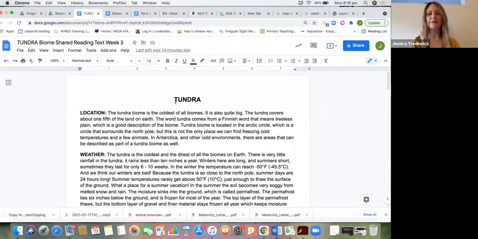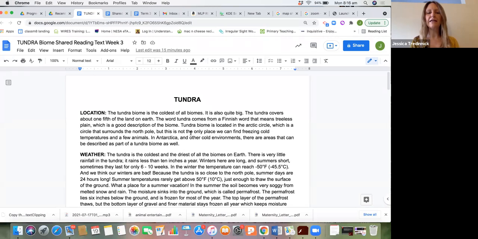So I'm going to start reading now. Tundra, location. The tundra biome is the coldest of all biomes. It is also quite big. The tundra covers about 1/5 of the land on Earth. The word tundra comes from a Finnish word, so a word from Finland, that means treeless plain, which is a good description of the biome.